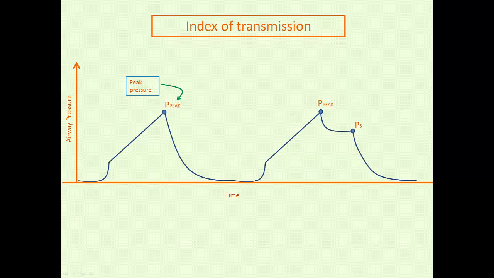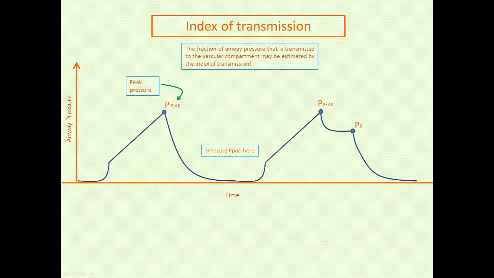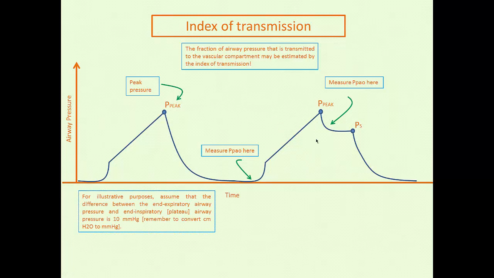Well, there's this neat calculation you can do called the index of transmission. The way this works is you essentially give a patient a breath, and then you have to do some conversion between centimeters of water and millimeters of mercury. But you can estimate how much of the airway pressure is being transmitted to the pulmonary vascular space by doing the following. You measure your wedge pressure at end expiration. You measure your wedge pressure at an end inspiratory hold. And you measure the change in airway pressure while simultaneously measuring these changes in wedge.